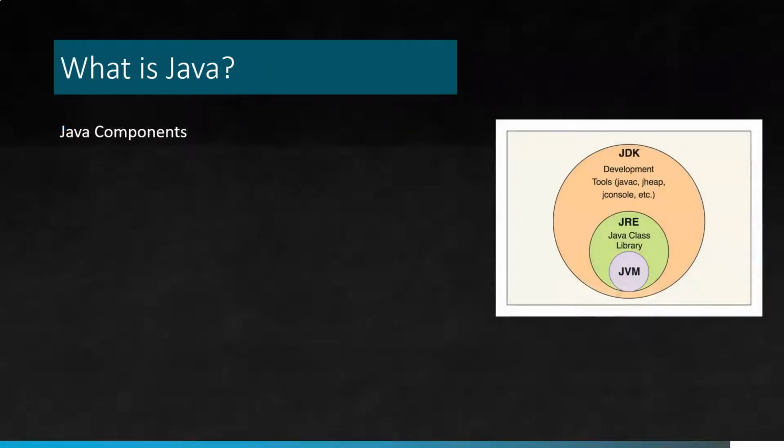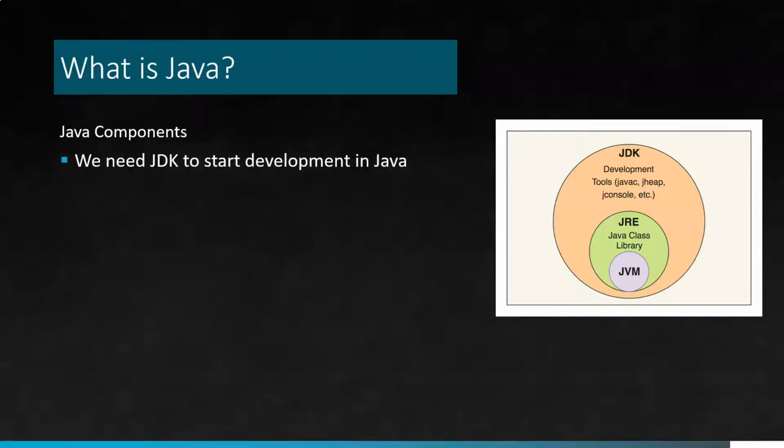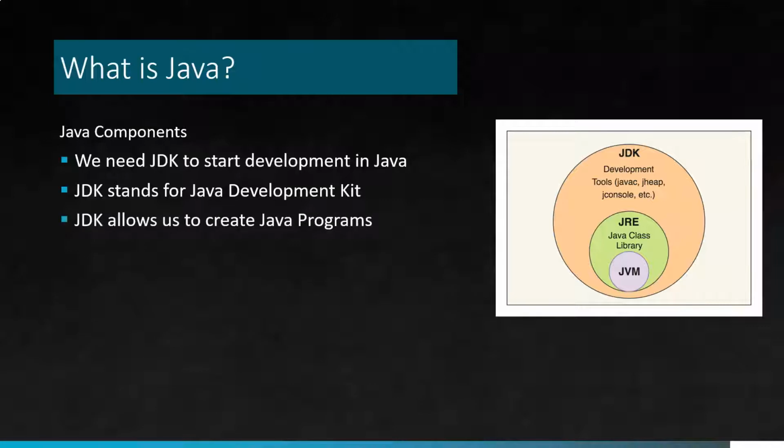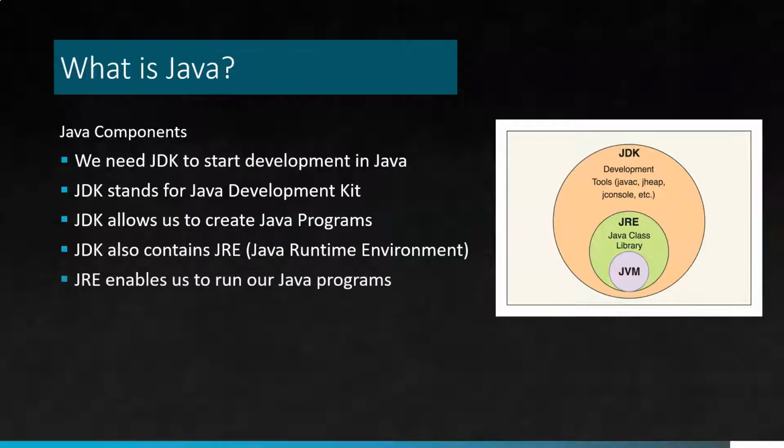Now let's look at some of the Java components which are required before we start any development in Java. So the first thing which is required is the JDK, or also known as the Java Development Kit. It consists of all the tools which are required in order to develop any Java program. It consists of the Java compiler and also the Java runtime environment, which is also known as the JRE. Now, this JRE is also required to run our Java programs, which we create using the JDK.